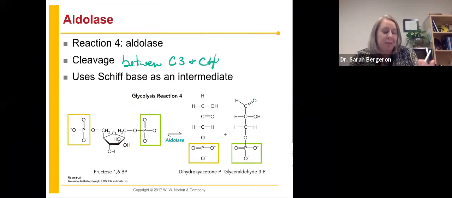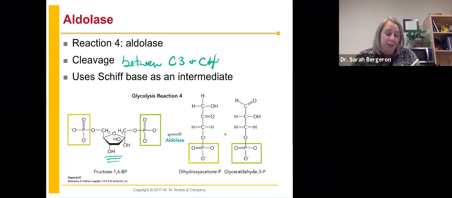Now, what you have to remember, and your book doesn't show this, is that this ring structure is in an equilibrium with the chain structure. And so you actually have this aldolase reacting with the chain instead of with the cyclic molecule. It looks like you need 2 cleavage events, but you only need 1 because this ring is in equilibrium with the straight chain. And so what ends up happening is you actually get 2 different products.